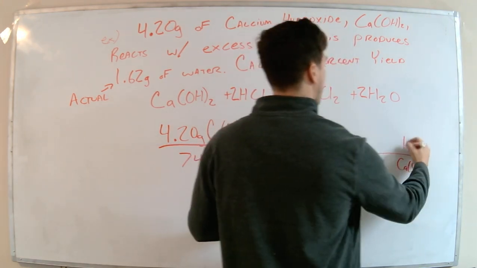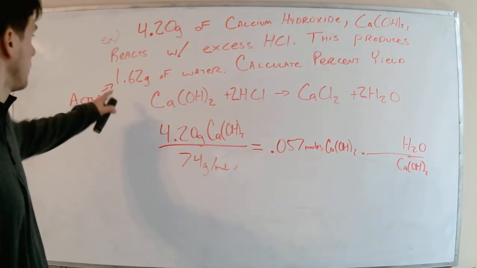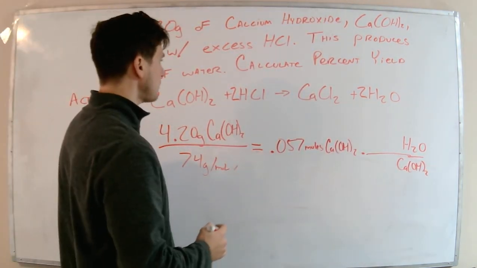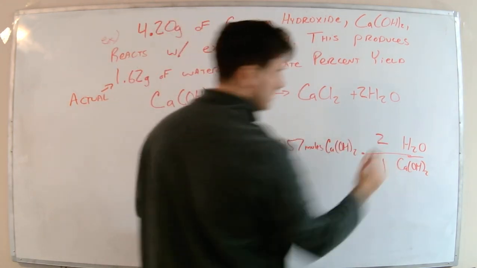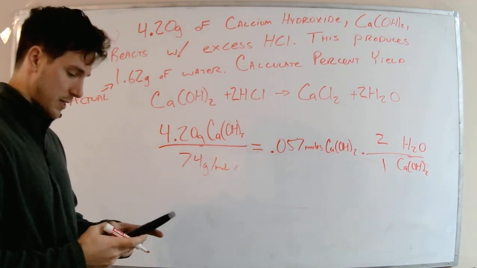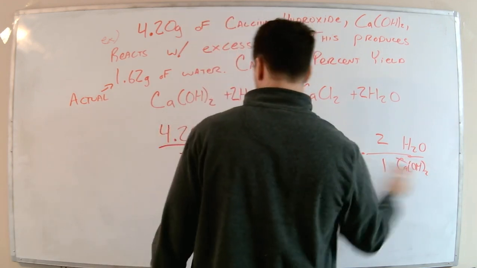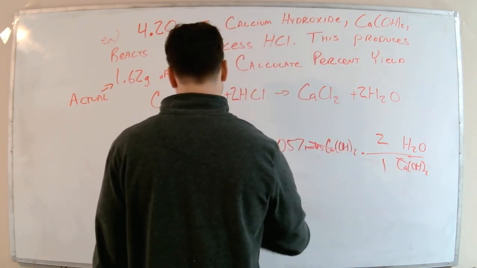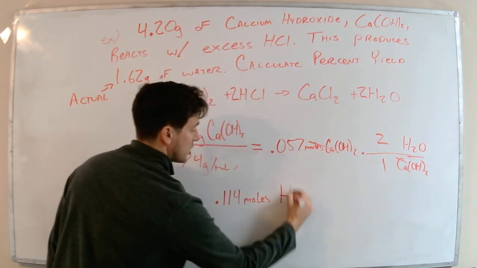Once again, on top is going to be our H2O, right? We already have the actual. We need the theoretical now. Calcium hydroxide has a 1 in front of it. Water has a 2. So 0.057 times 2 is 0.114. So now I have 0.114 moles of H2O.